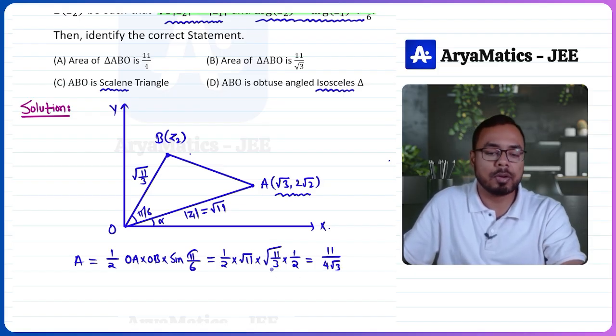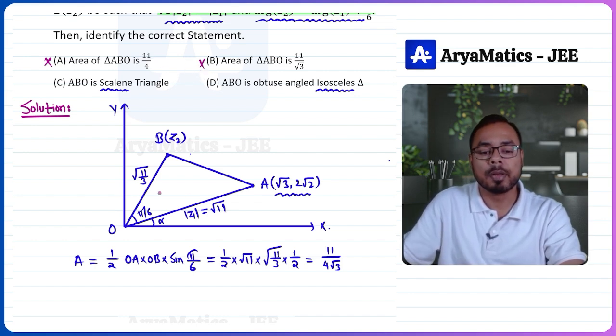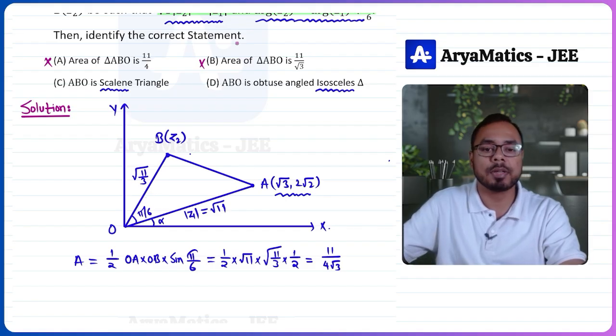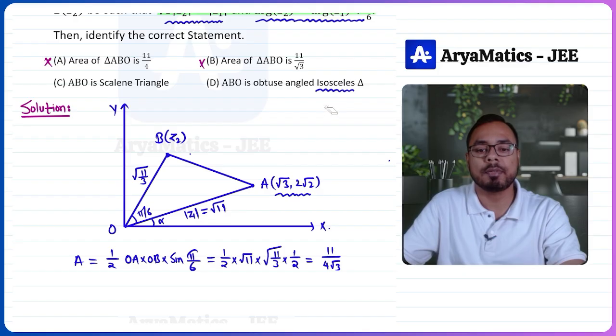2 into 2, 4 and root 3. So 11 by 4 root 3, that is the area of triangle. Now as you can see that none of the options are matching. So I mean option A and B area is different. So these two are incorrect options. Now let us find the third side of the triangle and then try to identify that out of these two options C and D, which one is the correct option.